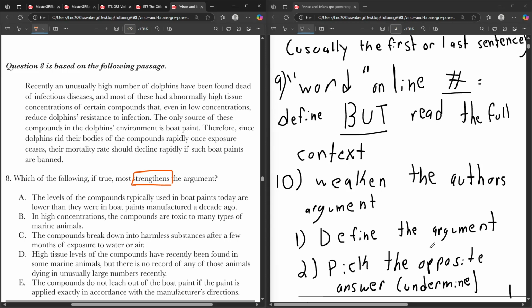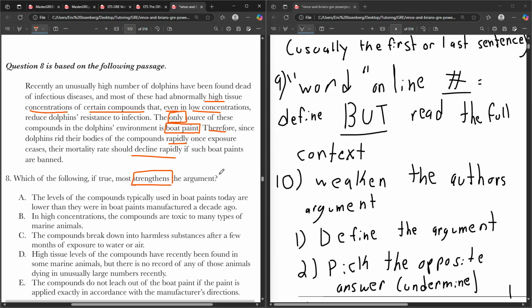So recently, an unusually high number of dolphins have been found dead of infectious diseases, and most of these have abnormally high tissue concentrations of a certain compound that even in low concentrations reduces dolphins' resistance to infections. So there's a compound that's really high that even in small amounts hurts them. The only source of these compounds in dolphins' environments is boat paint. The only place this comes from is boat paint. Therefore, since dolphins rid their bodies of the compound rapidly, once exposure ceases, their mortality rate should decline rapidly if the boat paint is banned.